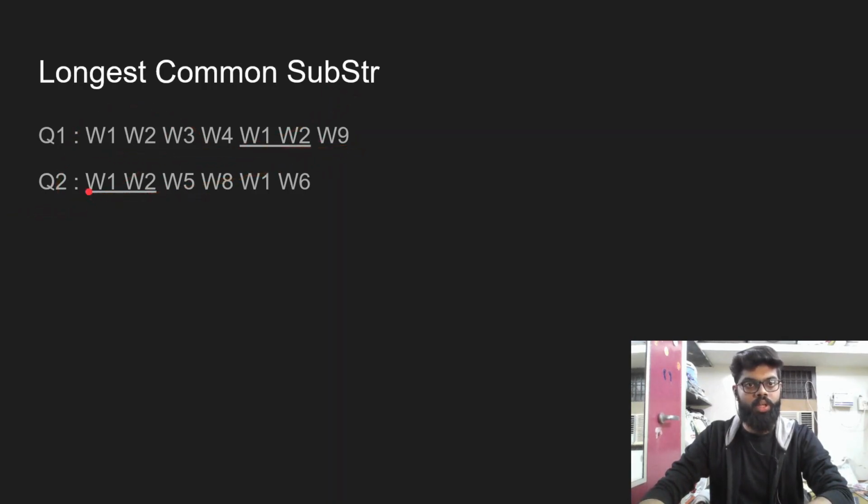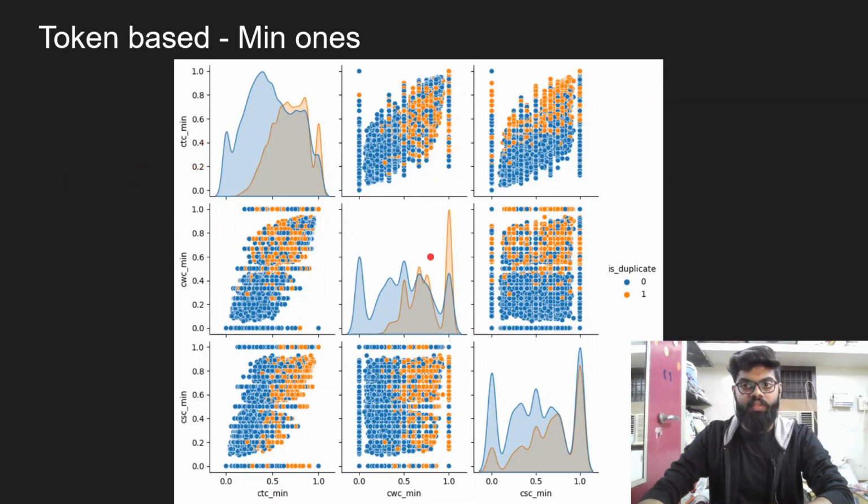This is question 1, question 2. This is the longest matching, longest common substring. These are the graphs, proving that there is a differentiation. You can see, if suppose my value stays from here to here, then it is 0. From here to here means it is 1.